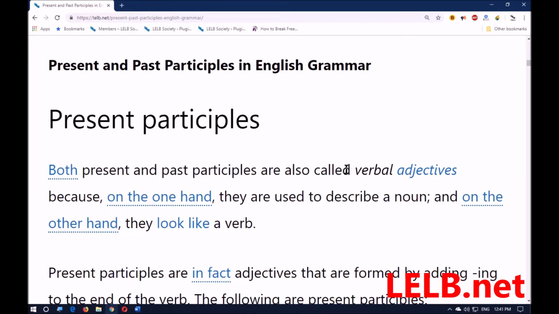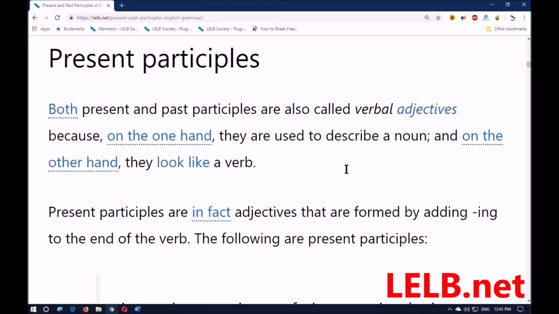First of all, both present and past participles are also called verbal adjectives because on the one hand they are used to describe a noun, so they modify a noun, and on the other they look like a verb, very similar to a verb. That's why we call them verbal adjectives. So when it comes to verbal adjectives, we have two types of them: past participles and present participles, and we will discuss both of them.